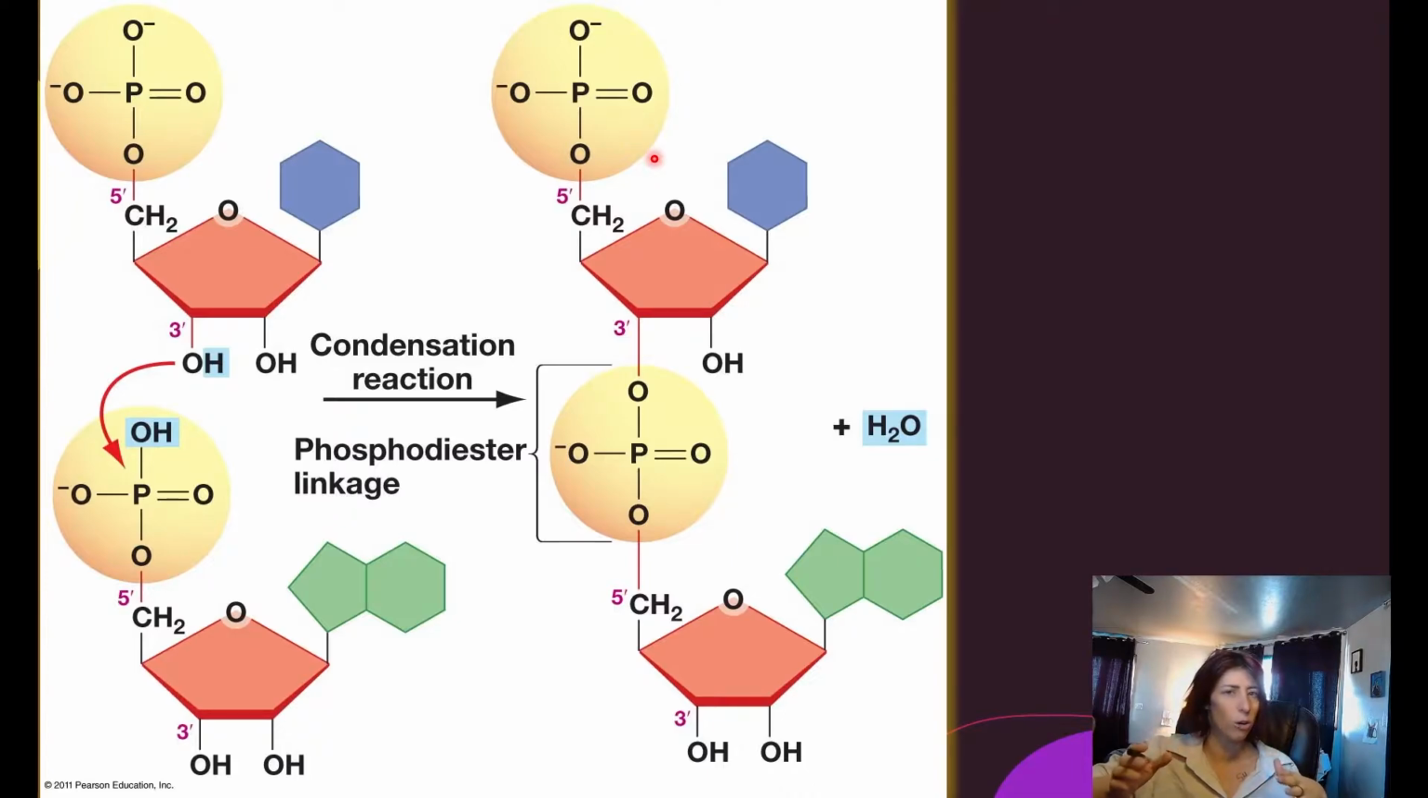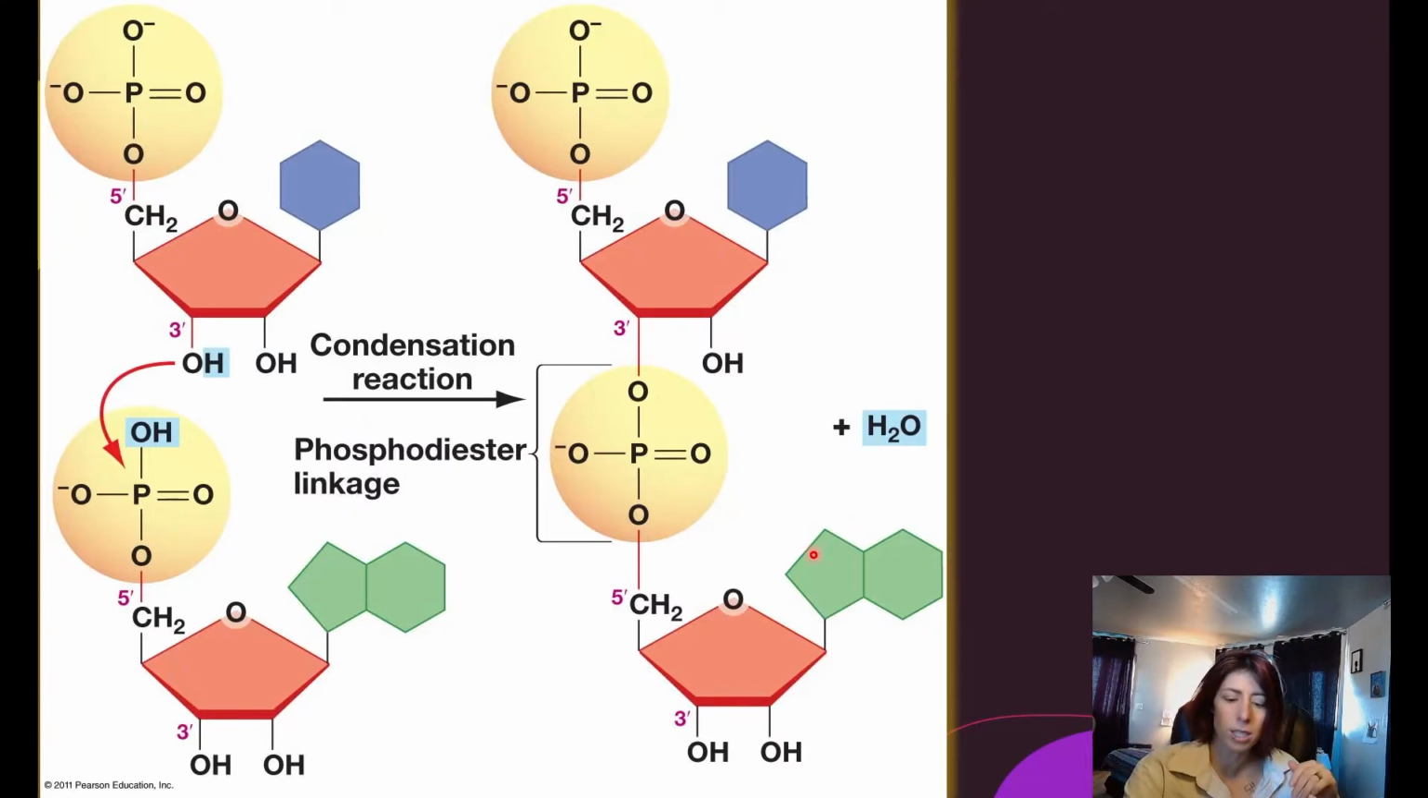That's not the coding part. The sugar phosphate backbone doesn't contain any genetic information. It's just like the book binding. It's what holds the code together. And then these nitrogenous bases, you can see there are different nitrogenous bases. They stick out the side, and the sequence of nitrogenous bases is what provides the genetic code for building proteins.